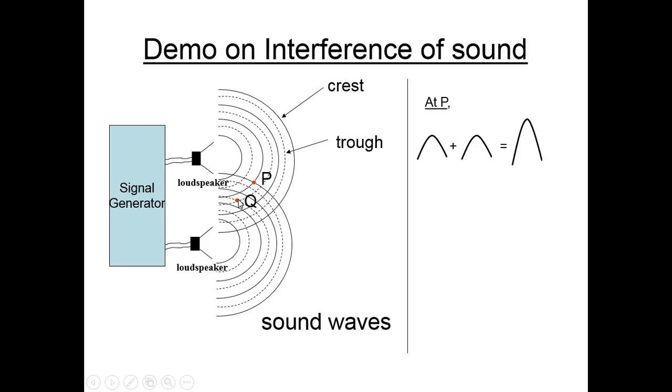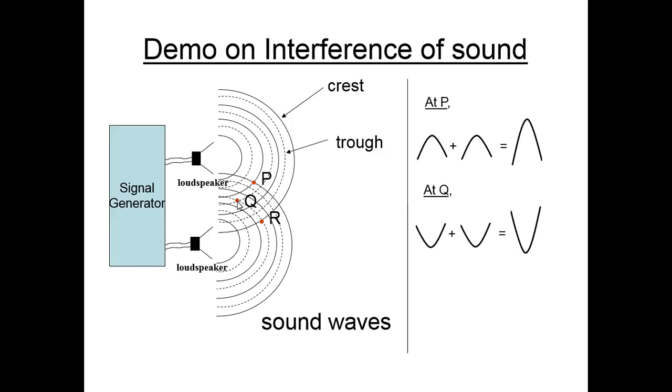Will he or she hear a loud or a soft sound? Well, if you look at point Q, the solid curve represents the crest and the dotted curve represents the trough, and it is where the trough and the trough meet. So when you have trough and trough meet, again you have constructive interference. So you should hear a loud sound.